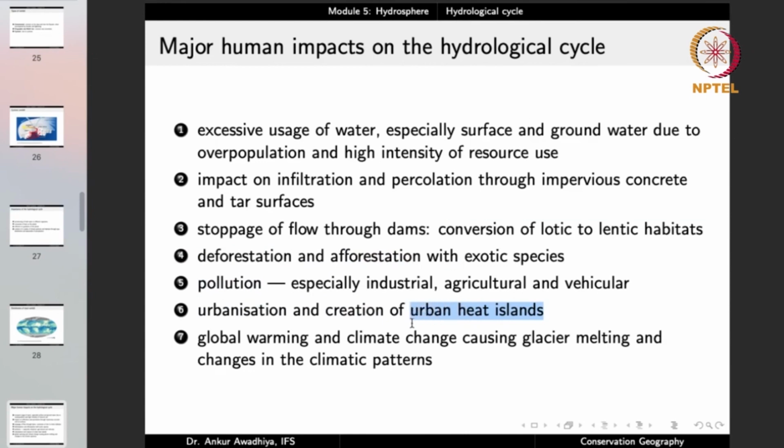Another impact is global warming and climate change, which is causing the melting of glaciers and changes in climatic patterns. Through global warming, we are changing the temperatures of the planet. The planet is becoming warmer and warmer. We are changing the wind patterns. We are changing the places where rainfall used to happen. We are changing the type of precipitation. We are changing the seasonality of precipitation. We are changing the distribution of precipitation.